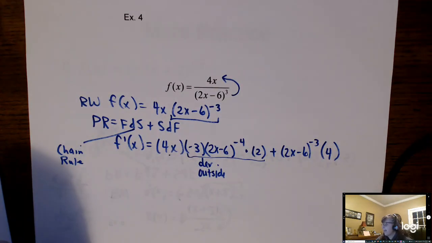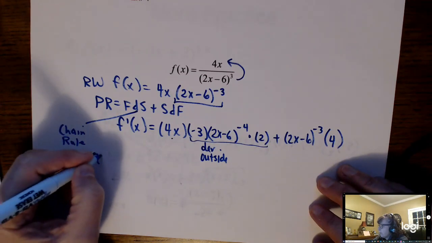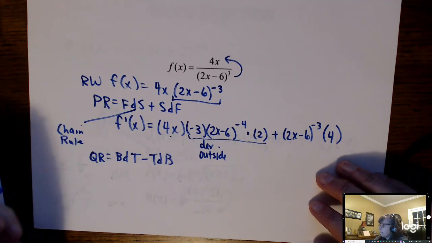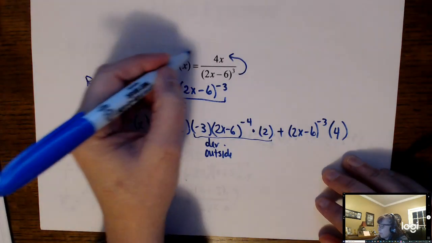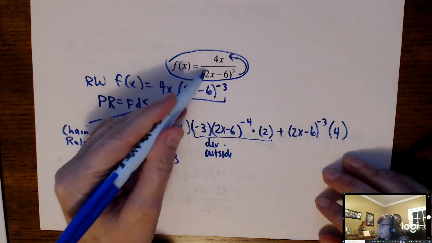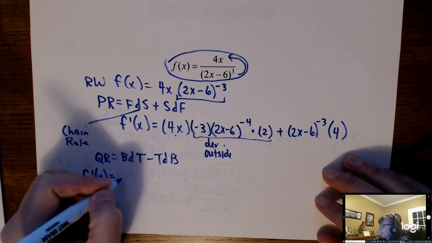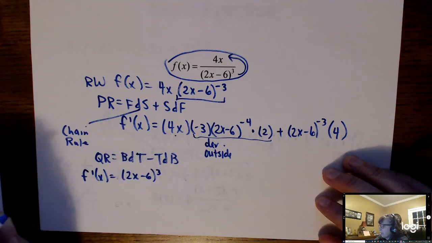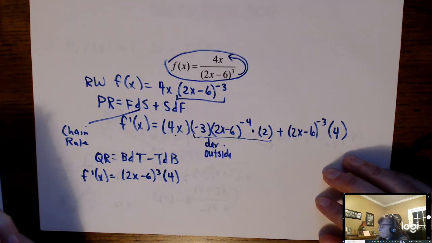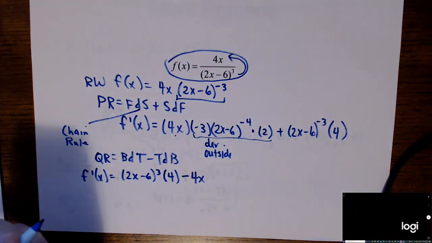Okay, now you don't have to rewrite, you could use the quotient rule. So if we use the quotient rule, that's bottom times the derivative of the top minus the top times the derivative of the bottom. So let's see what that's going to look like. If I don't rewrite it and I just go with what I've got, that quotient there, and I don't turn it into a product, I've got a bottom and I have a top. So the derivative would be the bottom, (2x minus 6) to the third, times the derivative of the top. The top's 4x, so that would be 4, minus the top, which is 4x, times the derivative of the bottom.